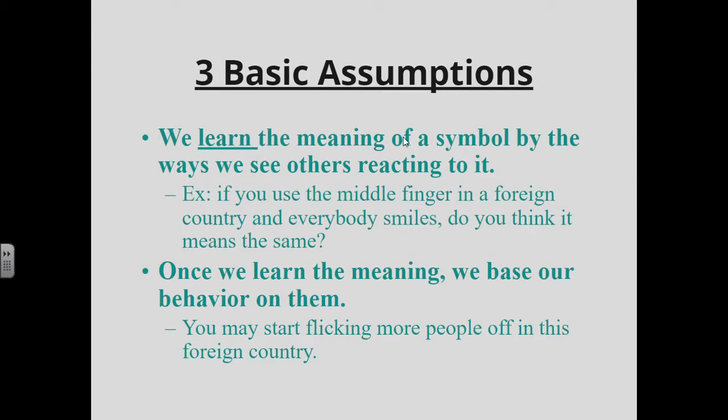So, 3 basic assumptions with this theory. We learn the meaning of a symbol by the ways we see others reacting to it. Like I said, the example I already gave you. We're going to learn the meaning of that symbol in that other culture real quick when we realize that they're not upset with this. And then once we learn the meaning, we base our behaviors on them.